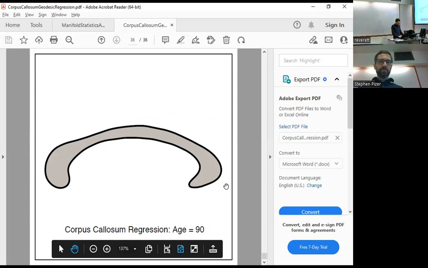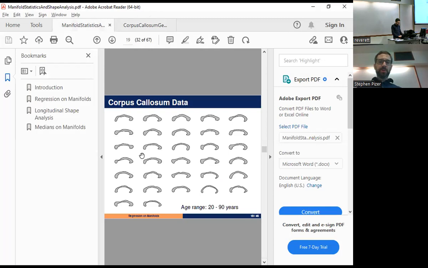We have to stay in this window. I think this is still shared correctly. If people don't see my slides now on Zoom, let me know.